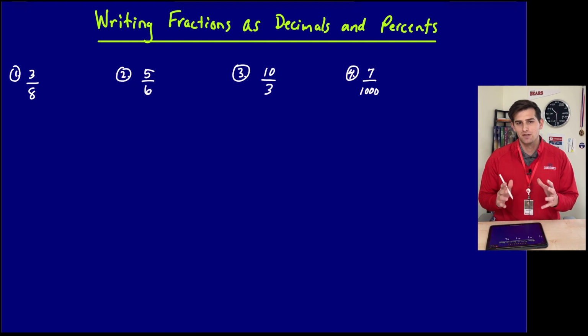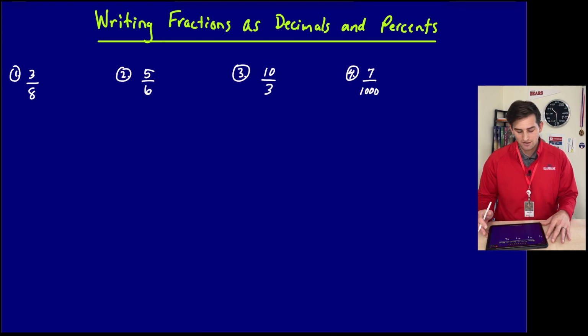So if you'll memorize those, and obviously 1 over 1 is 1, but if you'll memorize those 9 decimals and those 9 percents, then for example on number 1, if we knew that 1/8 was 0.125, we could just multiply that by 3 to get our decimal here. So that is another way to think about it, but for ease of learning this process right now, let's just use long division because we should know how to do that.